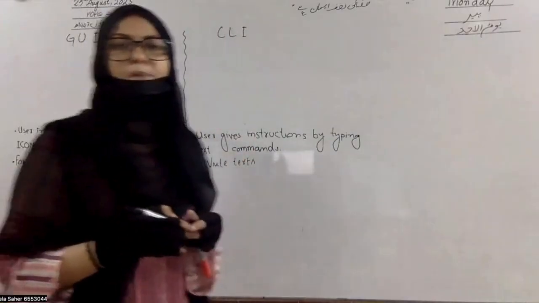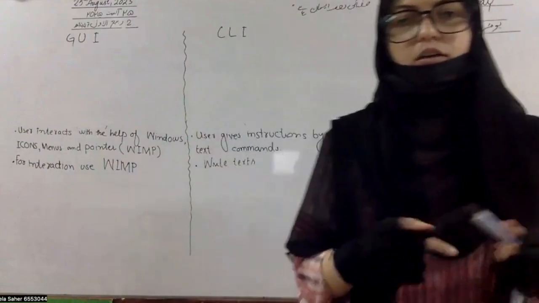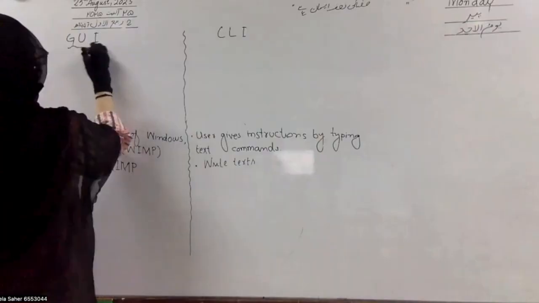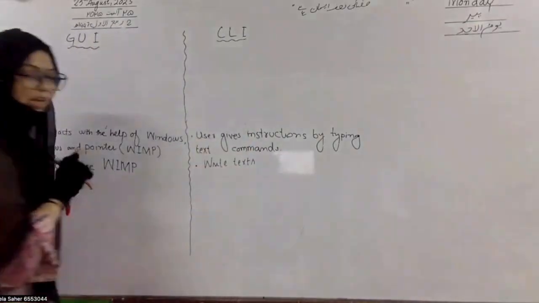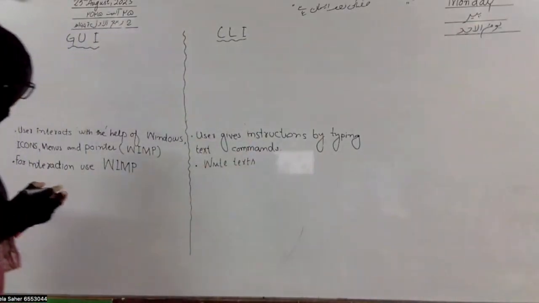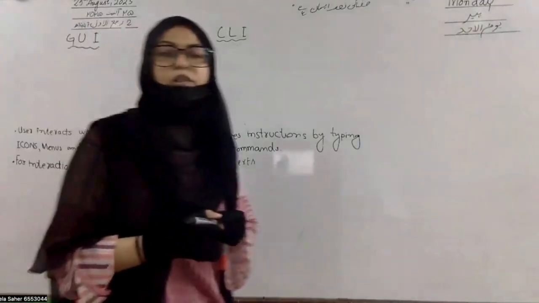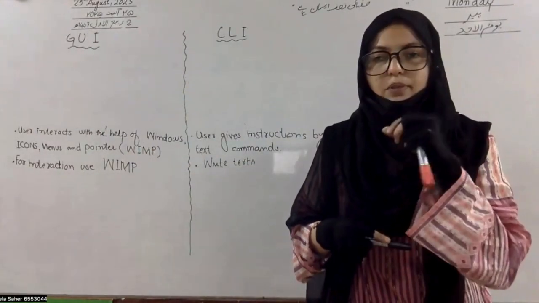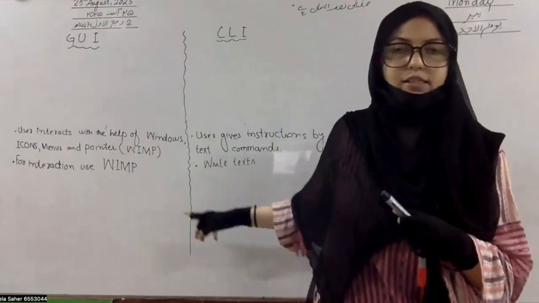So I have made the page bigger for the rest of the differences. So the third difference is: for the interaction in graphical user interface, we have to use the WIMP. And for the interaction in command line interface, we have to use text documents. We have to write the text.